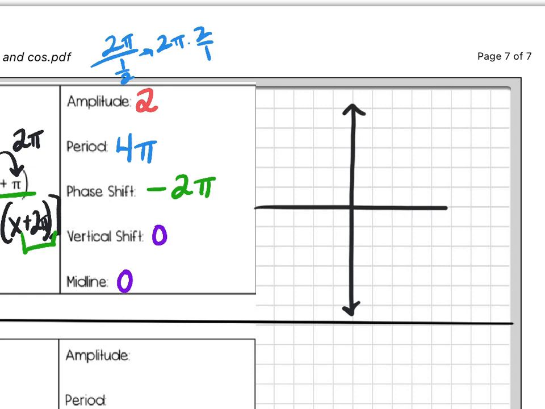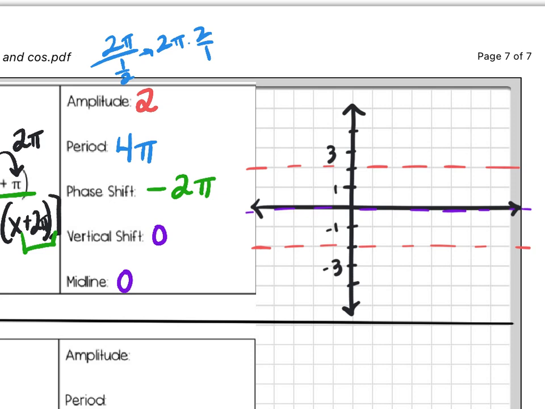So if we graph this on our own, start by identifying and labeling your y-axis. We can just go by ones here. And identify our midline, which is at the axis. So the midline is just going through here. Our amplitude is 2, so our boundaries will be up 2 and down 2 from the midline. Our phase shift is negative 2 pi.